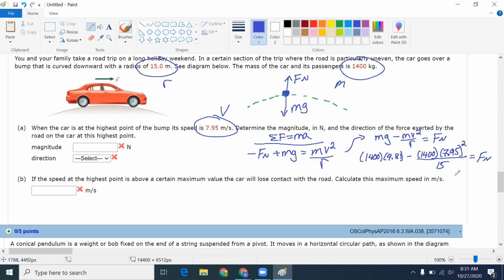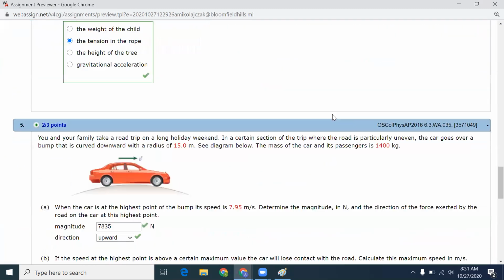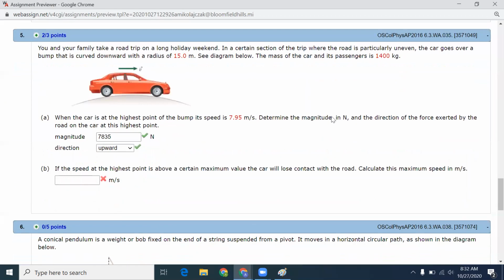I got 7,835 for my normal force. All right, 7,835. That's a force directed upwards. So I got the first two.